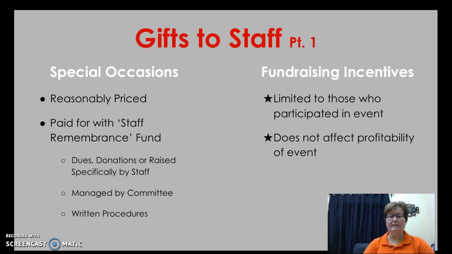The second is fundraising incentives. And like for the students, these are limited to those who participated in the event, and it cannot affect the profitability of the event.